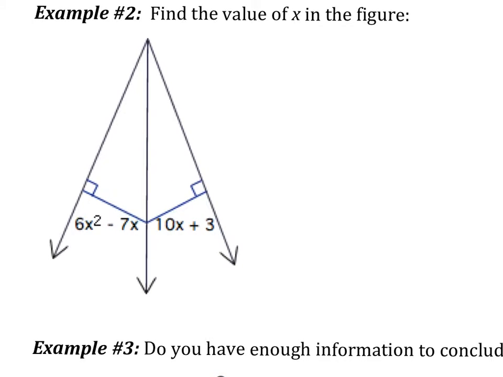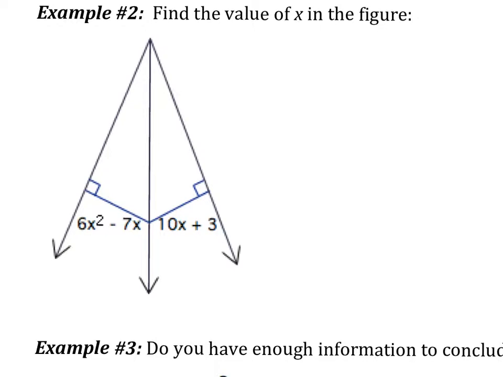This is going to be a toughie, okay? They're telling us that this is the angle bisector. They didn't put that in the directions, they should have. So that's the angle bisector. We got the perpendicular, so therefore Philip is correct. We set them equal to each other: 6x squared minus 7x equals 10x plus 3.